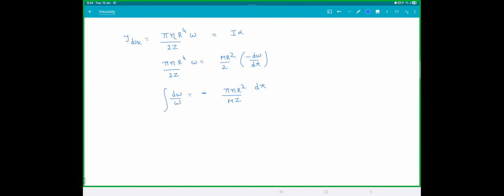Integrate on both sides. This will go from 0 to time, and this will go from omega naught to omega. This will be ln omega by omega naught equals minus eta r square time by mz. We get omega is equal to omega naught e power minus eta r square by mz into time. So basically, this thing will never stop. This will take infinite time to stop. Right, also, we didn't get a minus sign.